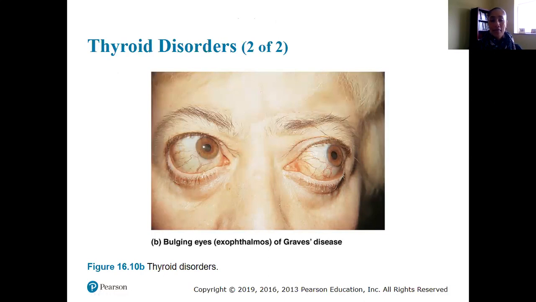And so here we have a female, it could be a male, but I think it's a female if I remember correctly, whose eyes are bulging because of her having Graves.